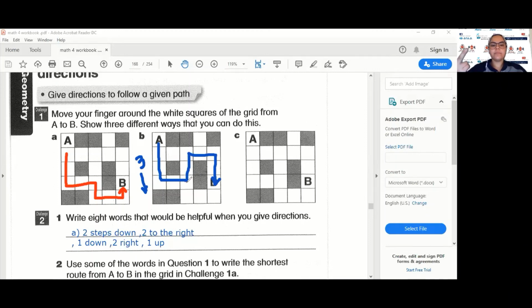2 steps to the right. Very good. And then? 2 steps down. Perfect, ya Mahmoud. Thank you so much. This is exactly what I want. You are going to write that how did you move from A to B?